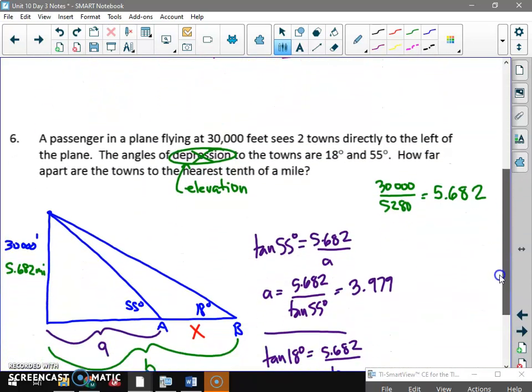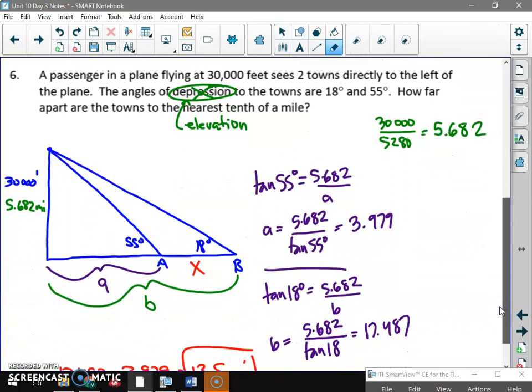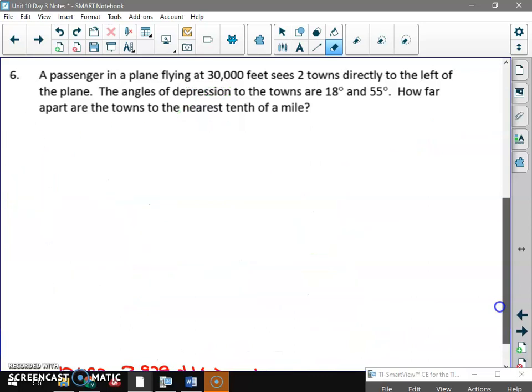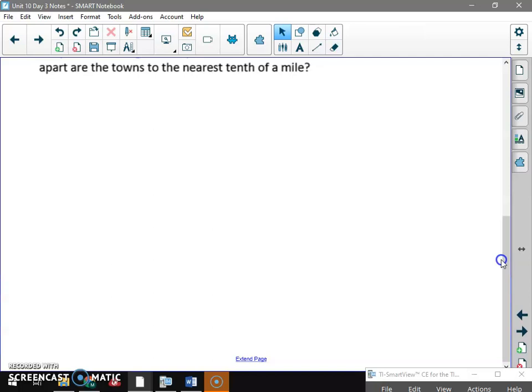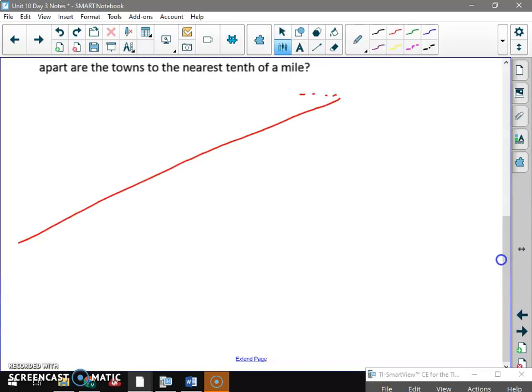All right, next one. Again, part of the fun is the illustration. Pilot is flying in an airplane, and he looks out the left side of his window, and he spots two cities. One city he spots at an angle of 18 degrees, angle of depression. There's a plane, he spots it here. Angle of depression is right here. This is how much he had to look down. Not much. That's city one. Then he spotted another city at an angle of depression of 55 degrees. And that's city two.